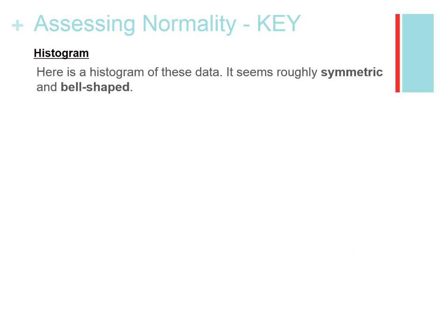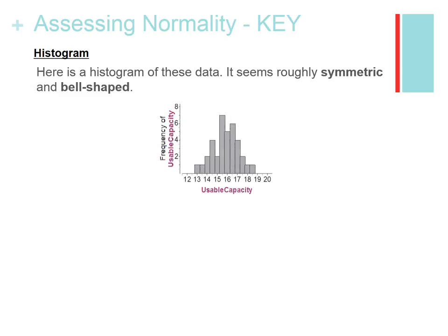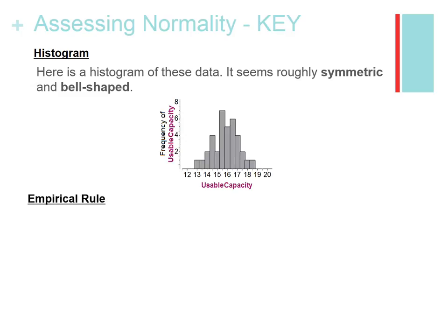Okay, so here's our histogram. Here's a histogram of the data. Make sure you state it seems roughly symmetric and bell-shaped. Make sure you include your labels. All right, so that's one piece of evidence.